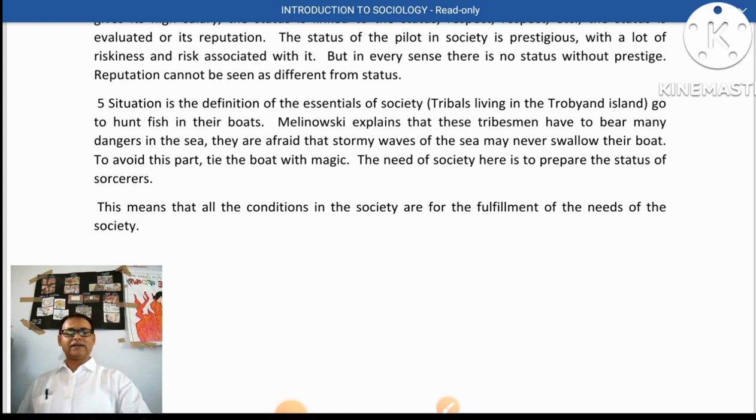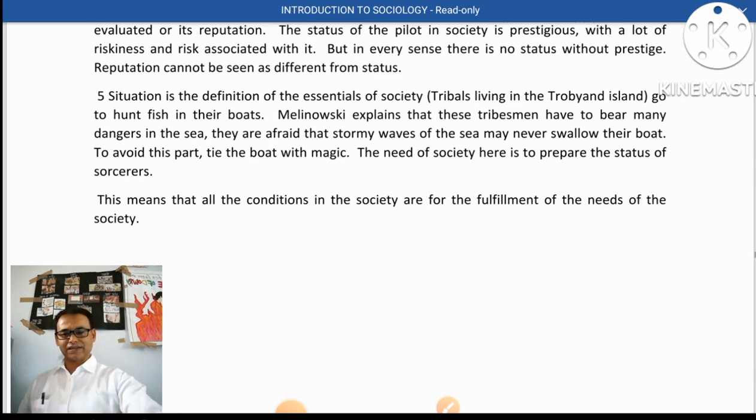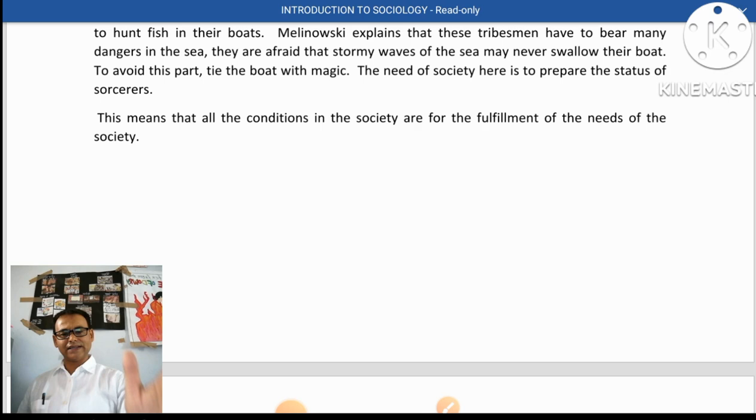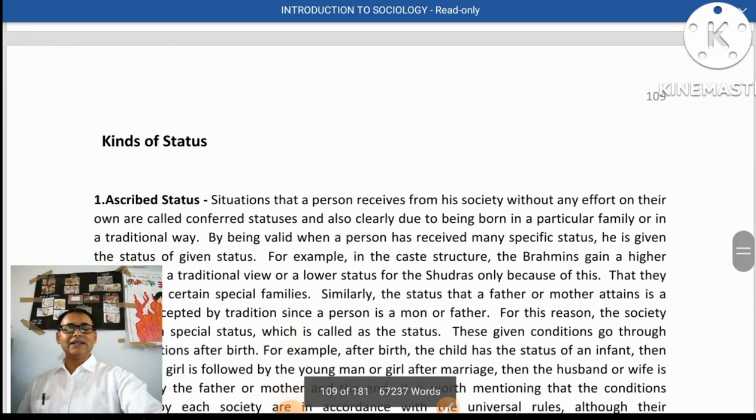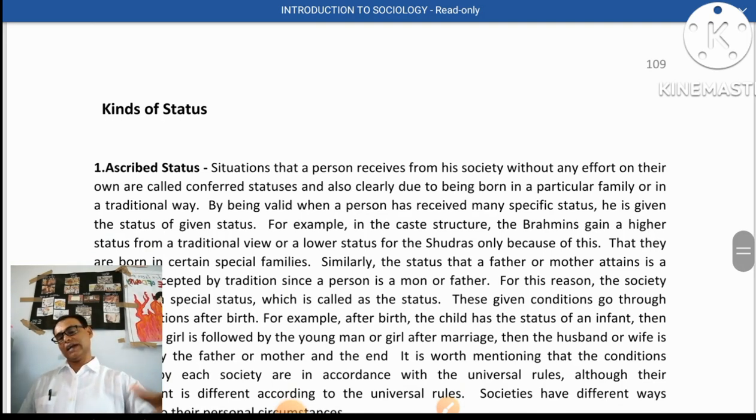Tribals living on the Trobriand Islands go to hunt fish in their boats. Malinowski explained that these tribal men have to bear many dangers in the sea. They are afraid that stormy waves of the sea may swallow their boats. To avoid this danger, they tie the boat with magic. The need of society here is to prepare the status of sorcerers. This means that all statuses in society are for the fulfillment of the needs of society. So statuses are based on the needs of society.